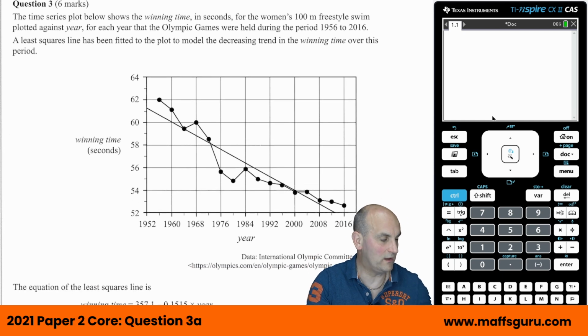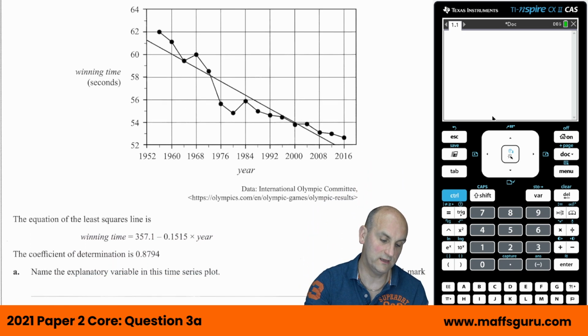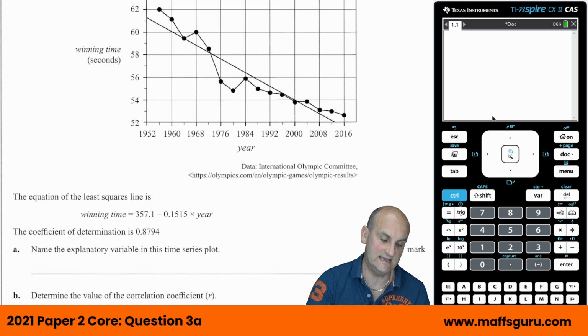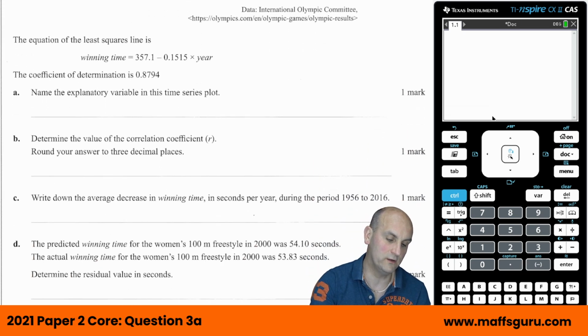Question number 3. The time series plot shows below the winning time in seconds for the women's 100 meters freestyle swim plotted against year for each of the Olympic Games. A least squares line has already been fitted. The equation of that least squares line is given. The coefficient of determination is given. Name the explanatory variable.